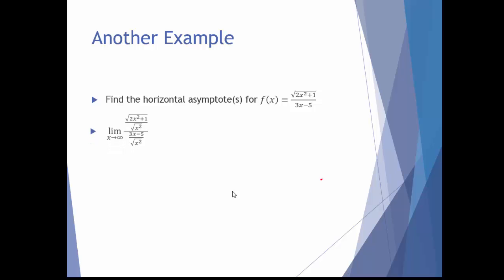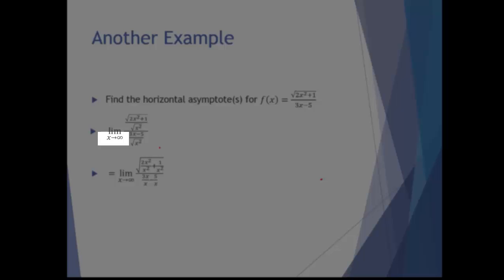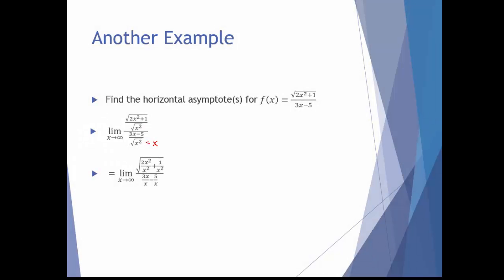If we take the limit as x approaches infinity and we divide the numerator and the denominator by the square root of x squared, we then divide our x squared into both terms under the radical, into the 2x squared and the 1. In the denominator, we use the fact that since x is approaching positive infinity, the square root of x squared is exactly the same thing as x. And we divide x into both terms in its numerator, the 3x and the 5.